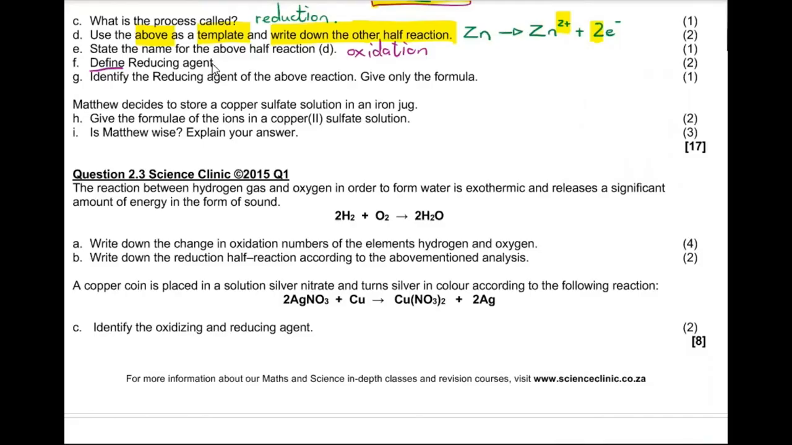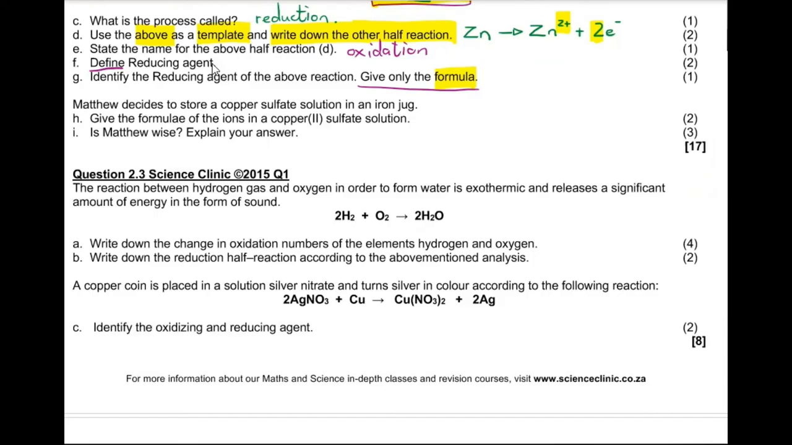Right. G, identify the reducing agent of the above reaction. Give only the formula. So yet again, exam 101. If they say give the formula, it means the formula, your symbols and subscripts, and maybe brackets. If they say give the name, and usually it's in capitals or bold, the name would be written out. So hydrochloric acid or hydrogen chloride. Whereas if it's a symbol or if we say the formula, it is the shorthand version. And you do get to a point in your matric papers where we subtract marks if you don't write the correct format, I must say.